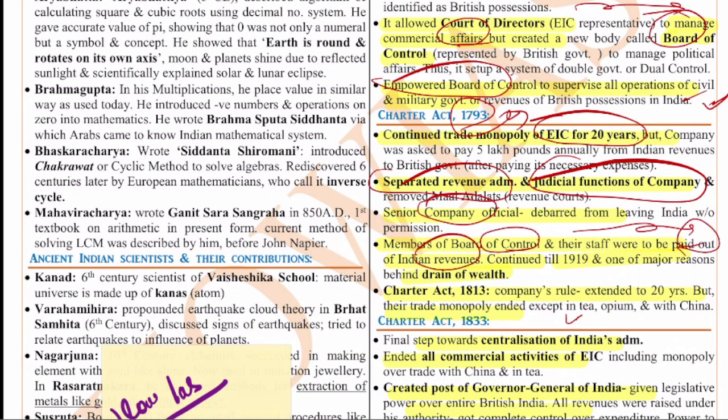That is the thing. Before 1857, most of the money went on wars, but after 1857, most of the Indian revenue went for the payment of salaries to these British people, because the entire staff and everyone were paid out of Indian revenue only. And next, we had the Charter Act of 1813, where the company's rule was extended for another 20 years, but their monopoly over trade was ended, except in tea and opium and trade with China.